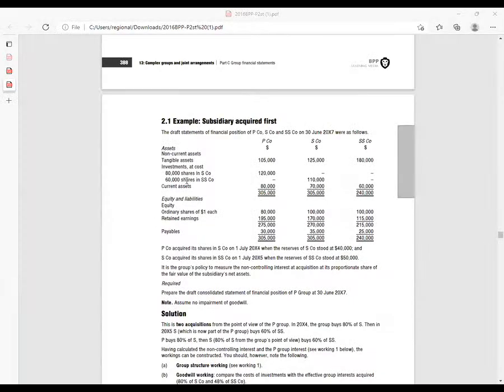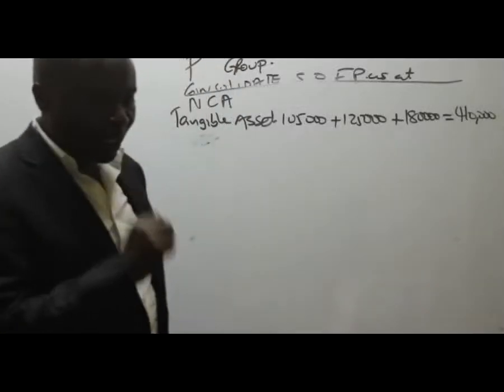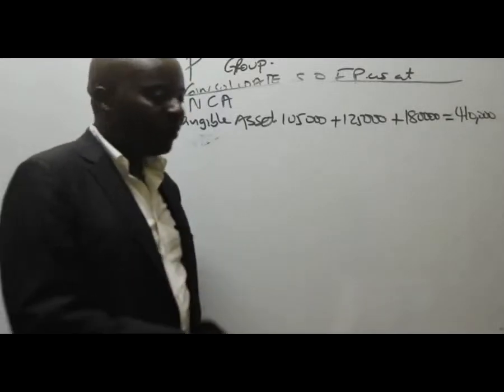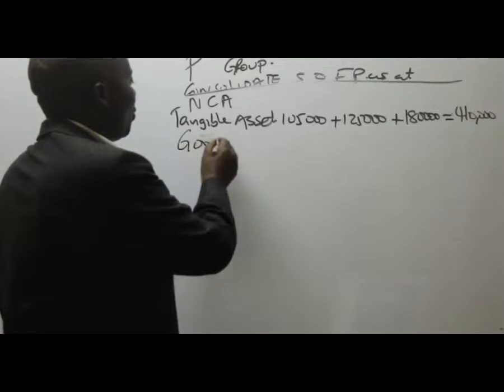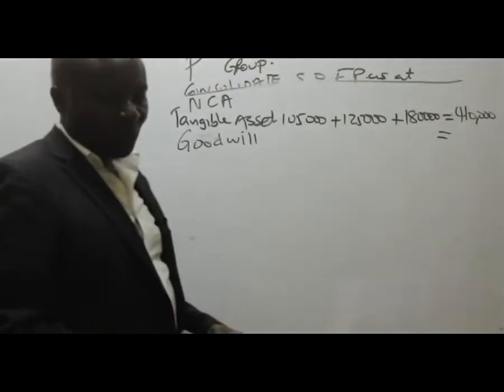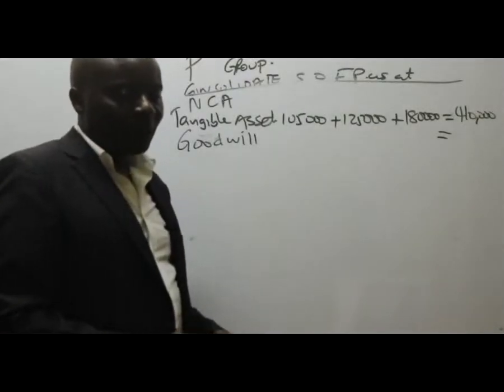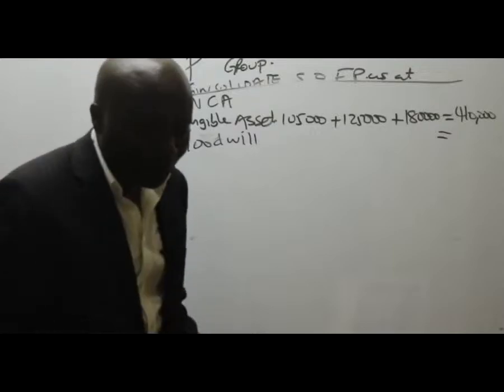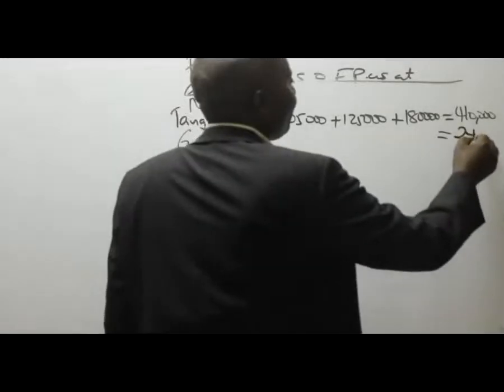Next, I can see investments in subsidiaries. Investment in subsidiaries can never be carried here. Who can tell us what we are going to replace this investment in subsidiaries with? It must be replaced with another asset, goodwill. Already we have computed this goodwill amount. Please give me the goodwill amount: 24,000.